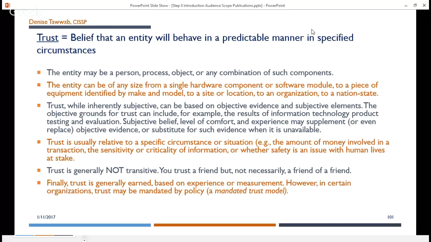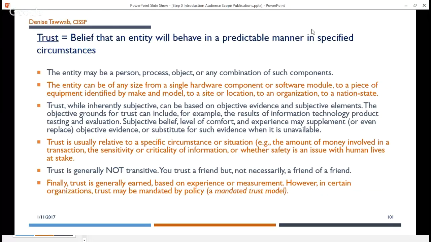Trust, while inherently subjective, can be based on objective evidence and subjective elements. The objective grounds for trust can include, for example, the results of IT product testing and evaluation. Subjective belief, level of comfort, and experience may supplement or even replace objective evidence or substitute for such evidence when it is unavailable.